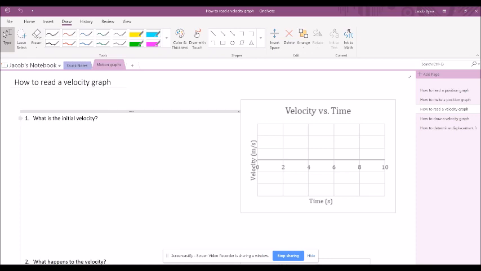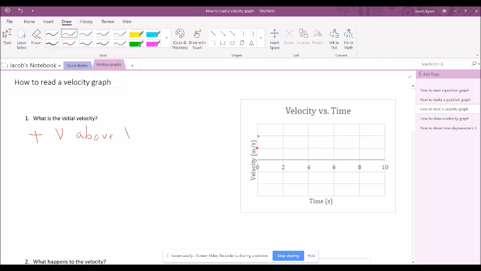As always, step one is figuring out what are we looking at? What are we starting out at? So the initial velocity is going to be one of three things. Number one, it can be a positive velocity, okay? A positive velocity is going to be anywhere above the x-axis. So it could start here, up here, here. Doesn't matter. Positive velocity is above the x-axis.